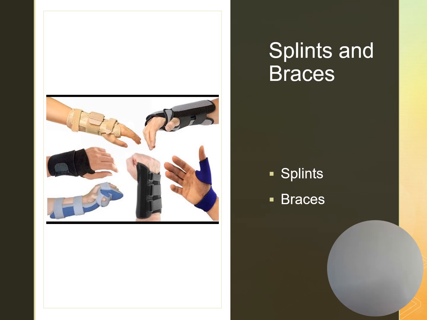The next type of treatment we have are splints and braces. Splints are going to immobilize and support an injured body part in a functional position. It can be made of plaster of Paris or a pliable thermoplastic material. It should always be padded to help prevent skin impairment. And then we secure it with an elastic bandage or Velcro straps.